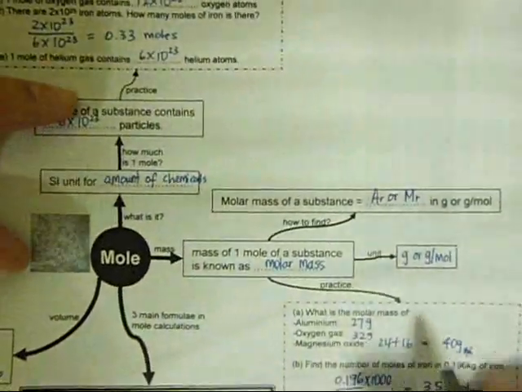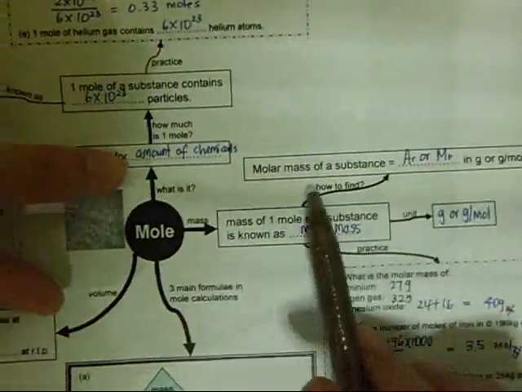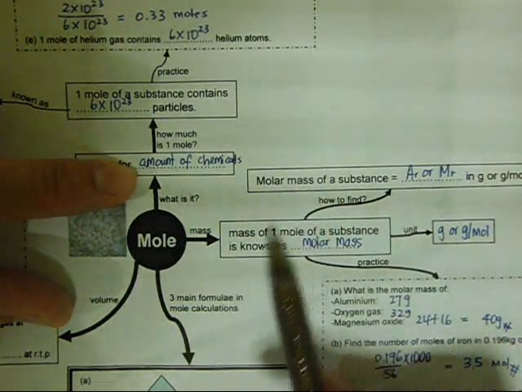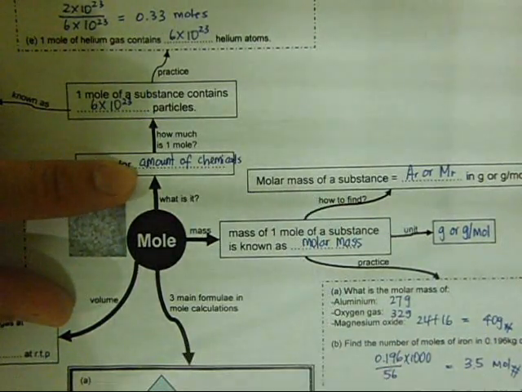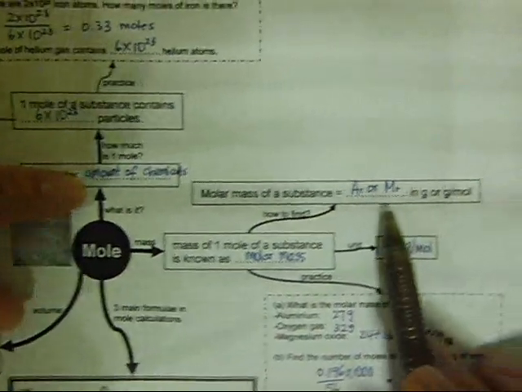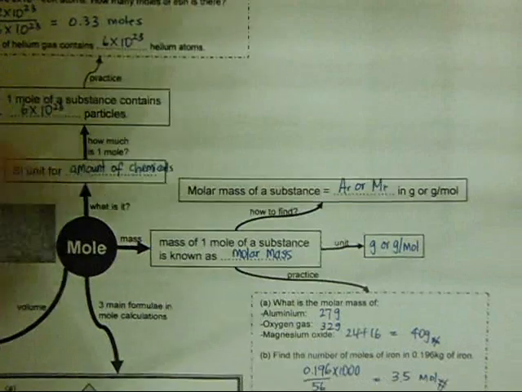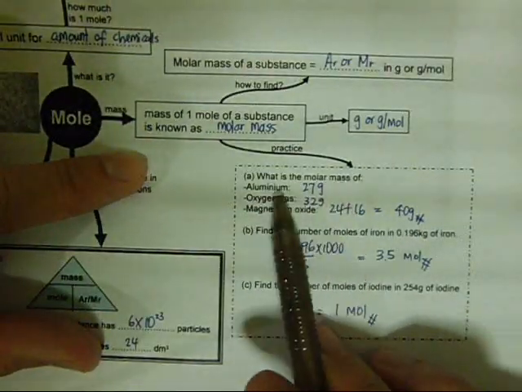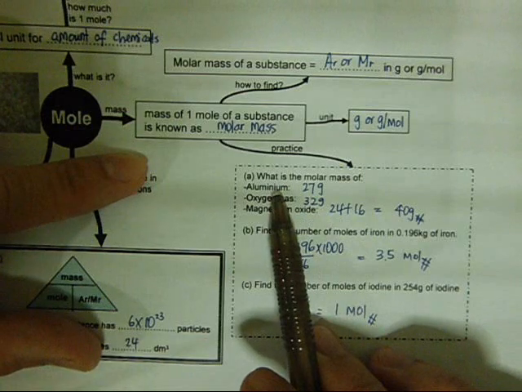Okay, then after that is the molar mass. What is the molar mass? Molar mass, this term here, basically means the mass of 1 mole of the substance. And the mass of 1 mole of the substance is basically the AR or the MR in gram or gram per mole. For example, what is the molar mass of aluminium?